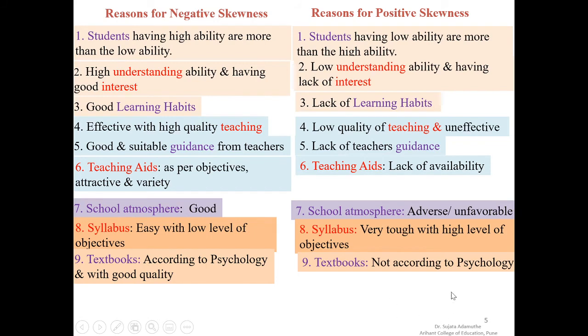And if we observe positive skewness, it is when the textbook is not according to the psychology of the students. And the last reason for negative skewness is this: if we make the question paper very easy, then automatically the students will get very good scores in that examination, and we will observe negative skewness there.